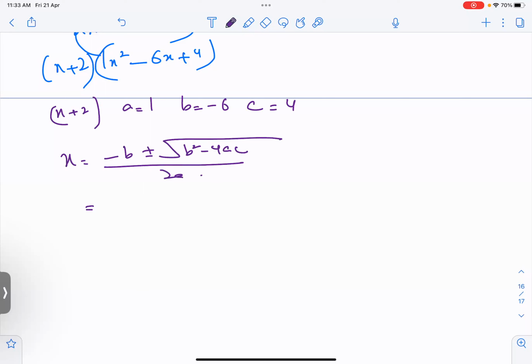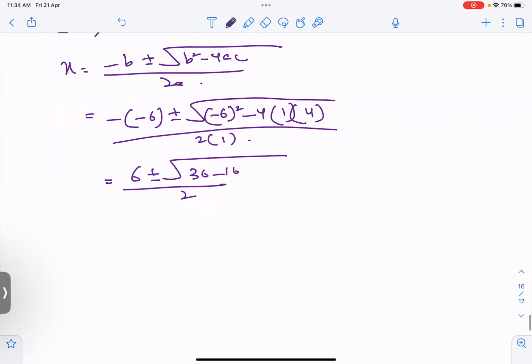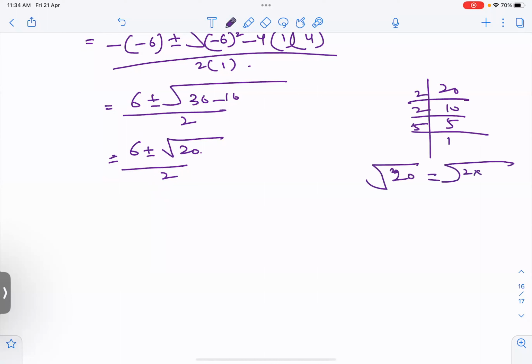Okay, let's apply the formula. Minus b, and minus into -6, plus minus root of b square, which is -6 the whole square, minus 4 into a into c, upon 2. I'm getting 6 plus minus root of 36 minus 16 upon 2. 36 minus 16 is 20, so root 20 upon 2. Now you have to divide both of these by 2. Firstly I'll do prime factorization of 20. The prime factorization of 20 is 2 into 2 into 5. So 2 will come out and 5 will stay inside.